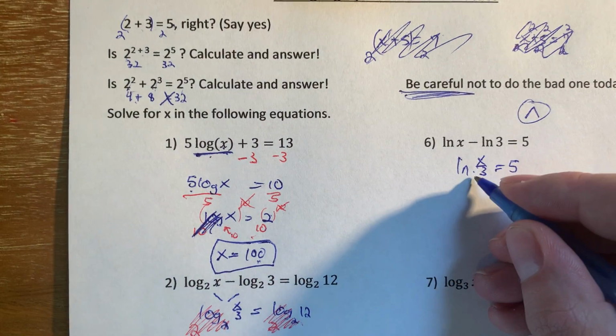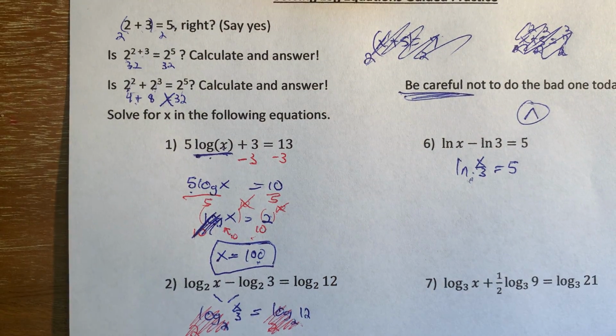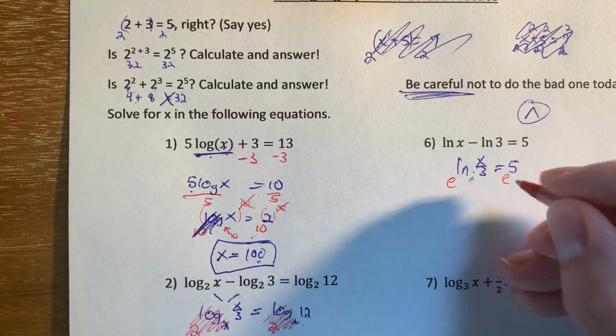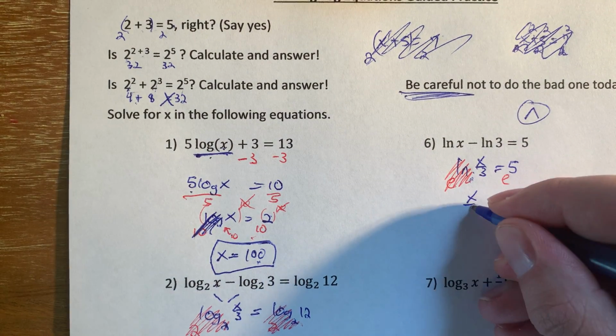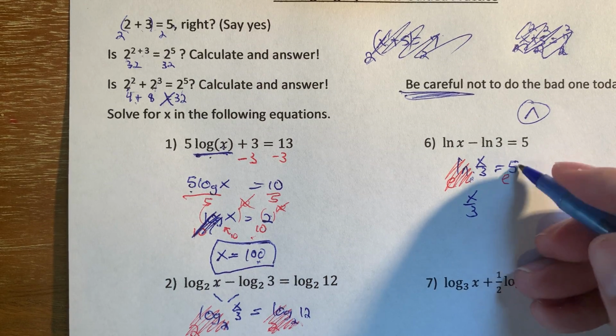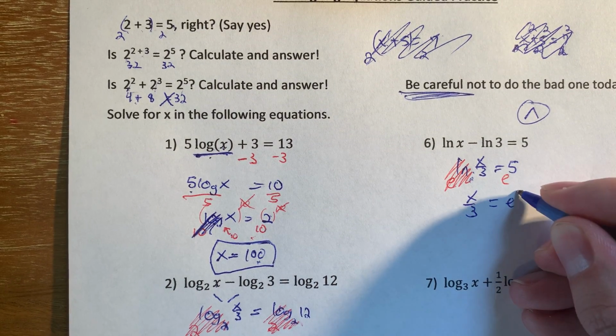Well, this is a log with a base of e. So we need to do e to the power of both sides. That will cancel out the natural log. Now, there wasn't a log on the other side, so nothing cancels out here. This is just e to the 5th power.